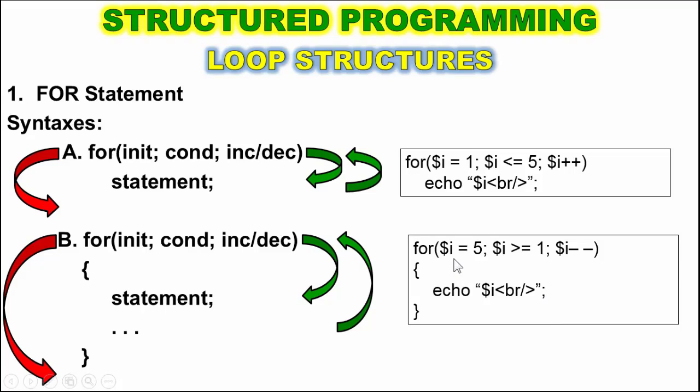The for statement performs repetition when the condition is true. It will stop repeating when the condition is false.